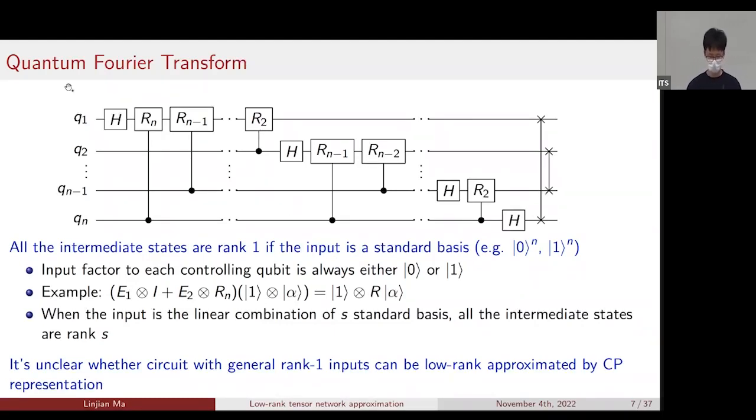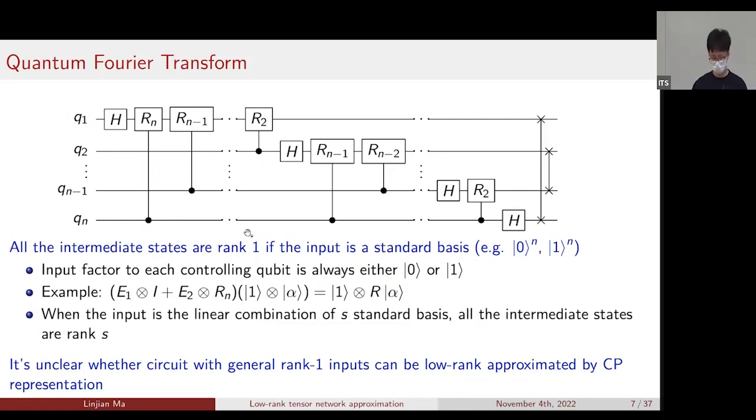Let's first look at the case where the input state is a rank 1 state, and it's also a standard basis state. So basically the input to each qubit is just a 0 state or 1 state. Then we can easily see that every time we apply a controlled gate, the input factor to each controlling qubit will always be either a 0 or 1 state, so the controlled gate will not increase the rank. So this actually shows that if the input is a standard basis state, all the intermediate states and output states will be just rank 1. If we get a superposition of these standard basis states, the rank will also not change.